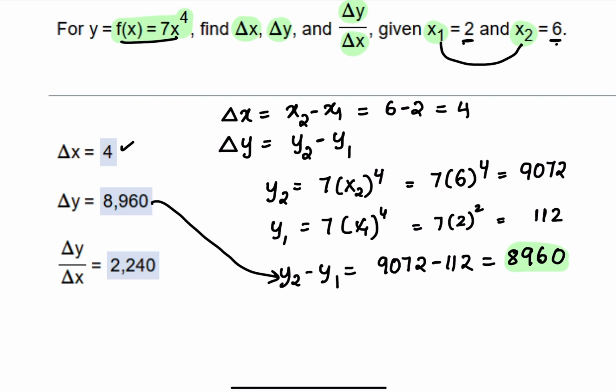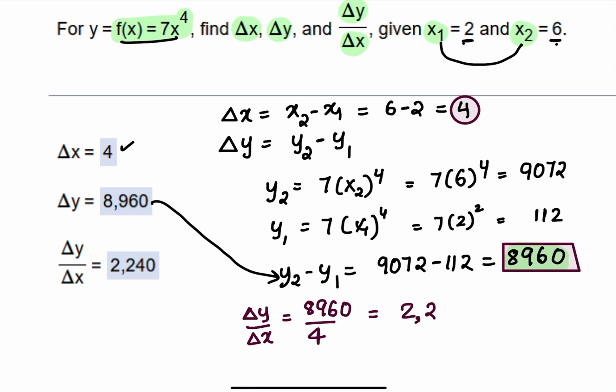Now, what did they say? They said, hey, after all of that, you'll still have to find the rate of change, triangle y over triangle x, or the difference in y over difference in x. What is my difference in x? Right here, which is 4. What's my difference in y? Right here, which is 8960. And when I divide, I get 2240. Bingo. That is my answer.